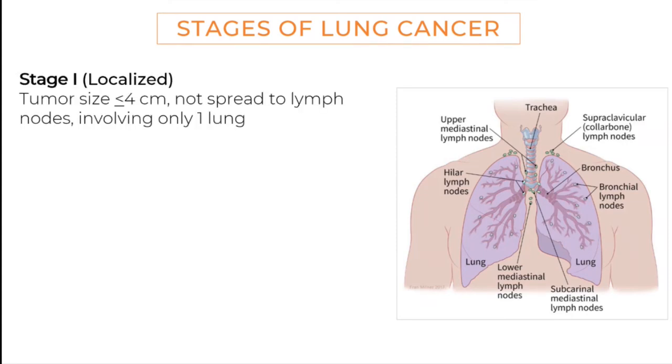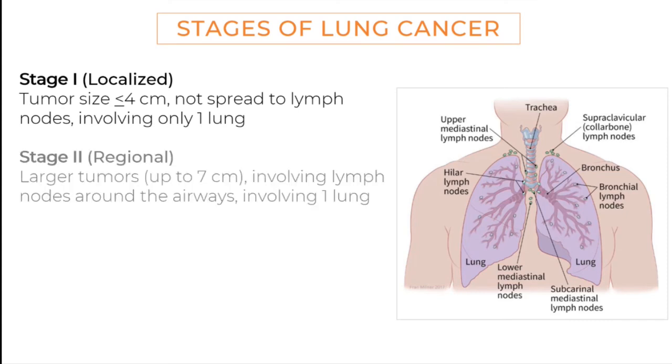So stage 1 is when the tumor size is still small, less than 4 centimeters, has not spread to any lymph nodes, and it involves only one lung. So it stays where it originated from. So we call that localized disease.